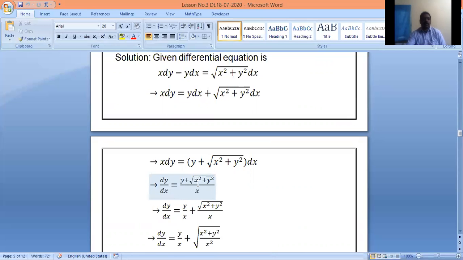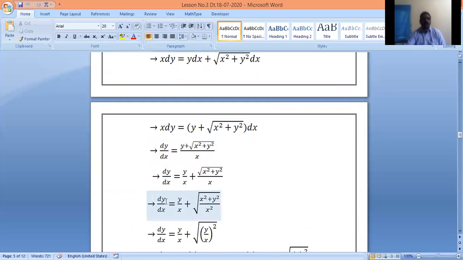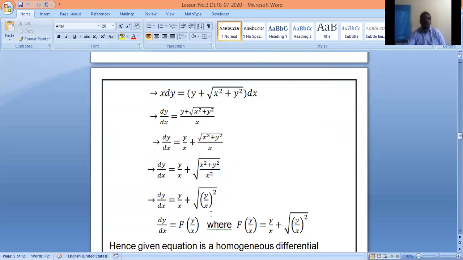We know that a plus b by c can be written as a by c plus b by c. Therefore, dy by dx is equal to y by x plus under root of x square plus y square by x. This can be written as dy by dx is equal to y by x plus under root of x square plus y square by x square. That implies dy by dx is equal to y by x plus under root of y by x whole square plus 1.